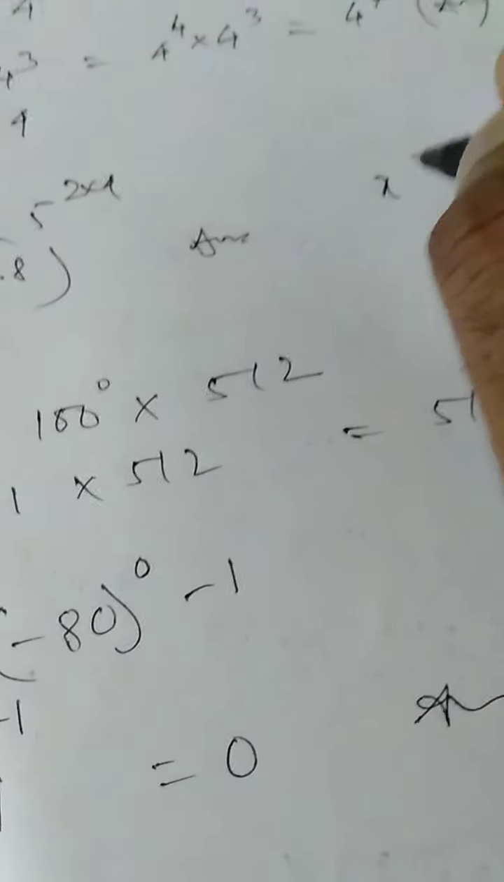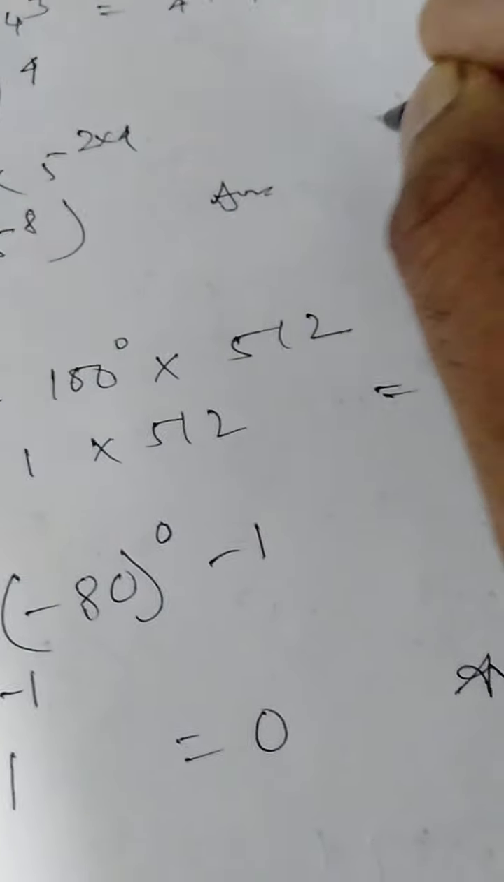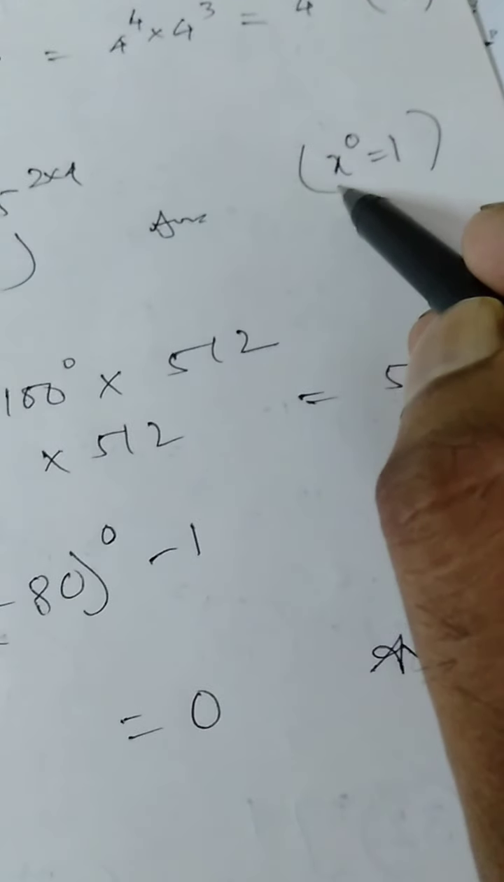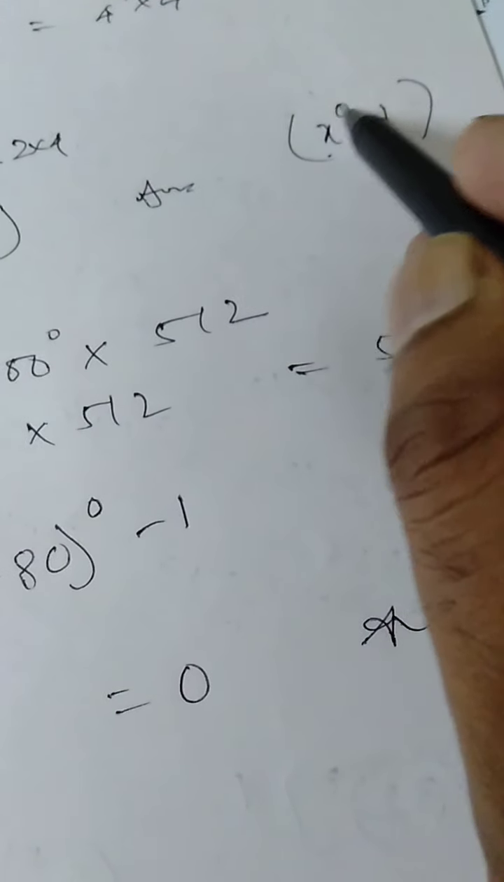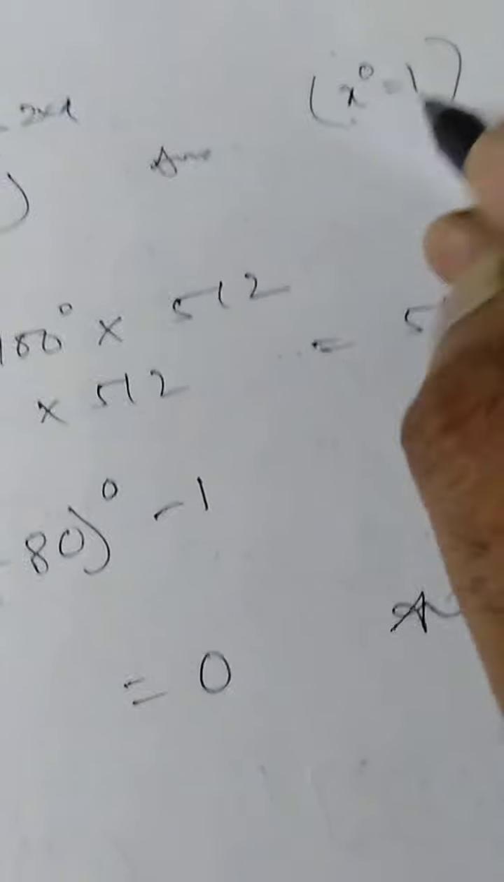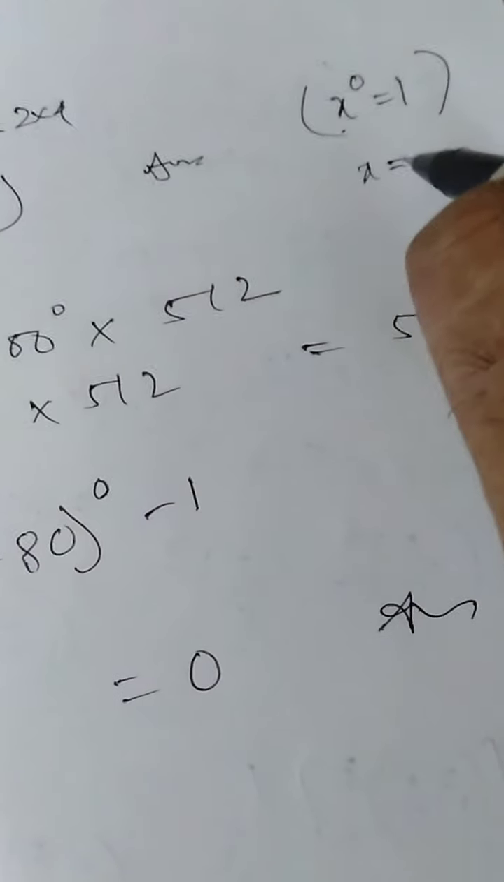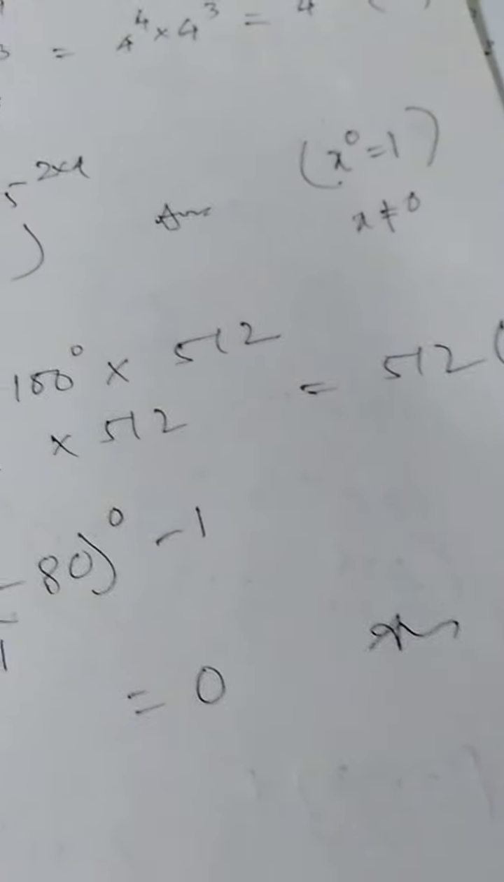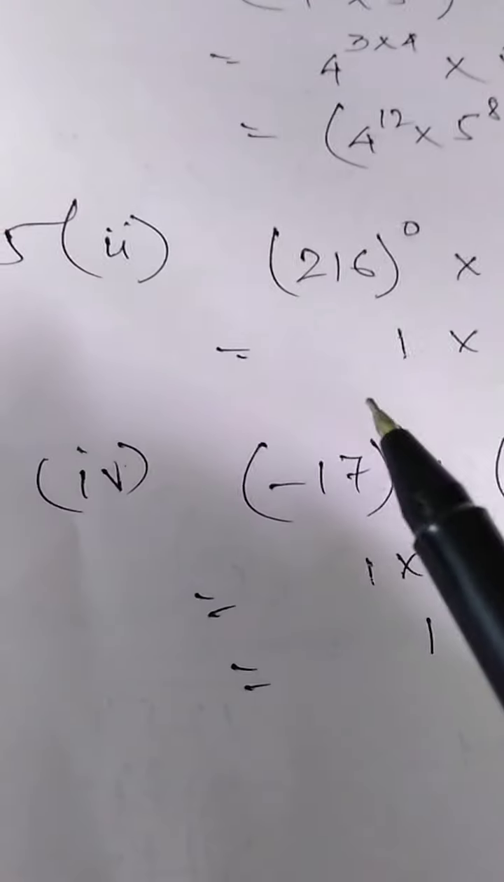Now keep in mind one rule: x to the power 0 is equal to 1. If you raise any number except 0 to the power of 0, the result will be 1. But keep in mind x is not equal to 0. 0 to the power 0 is not 1, that is something else. You will study it in higher classes.